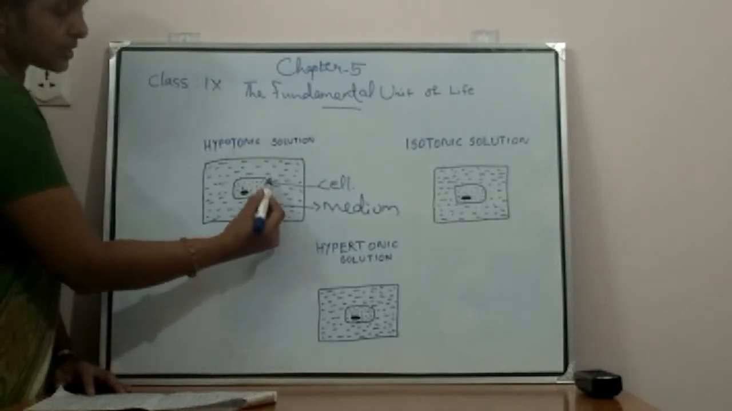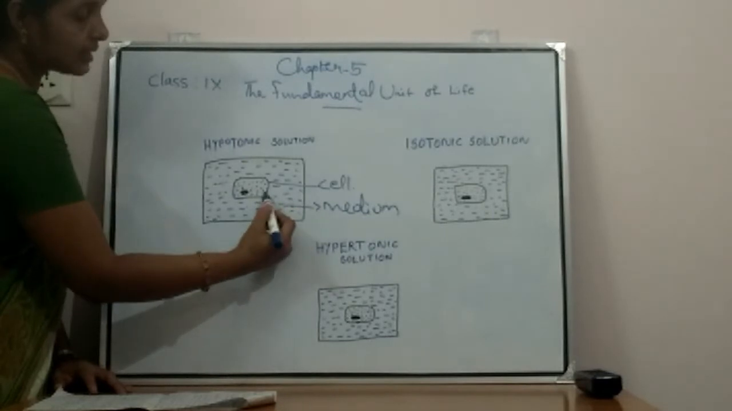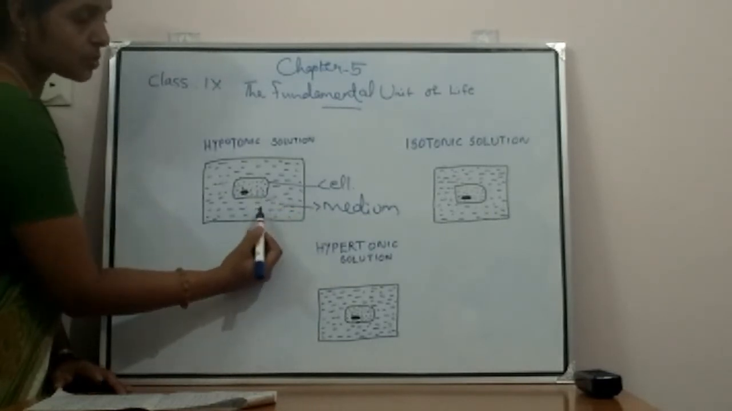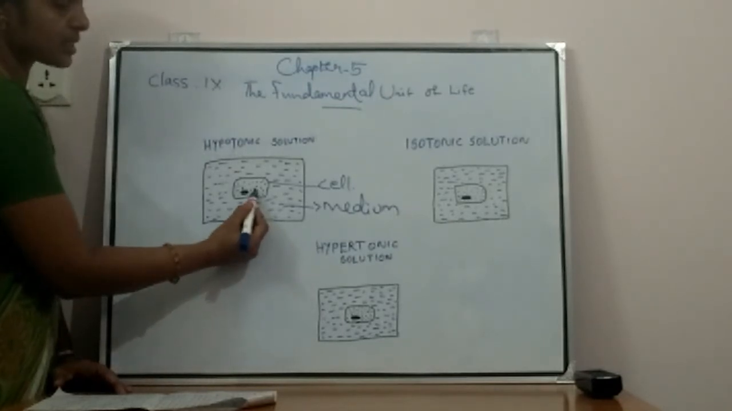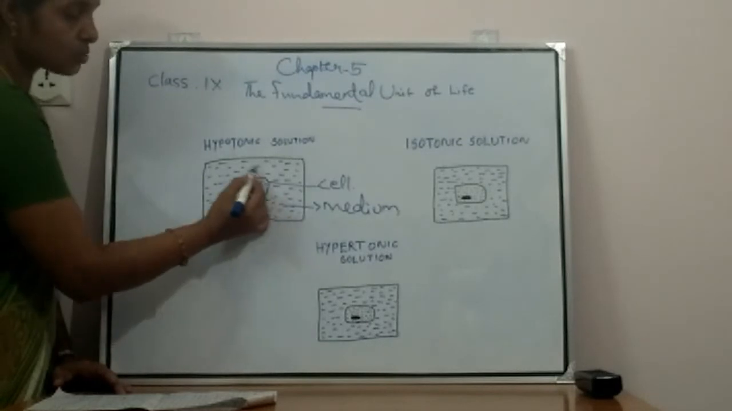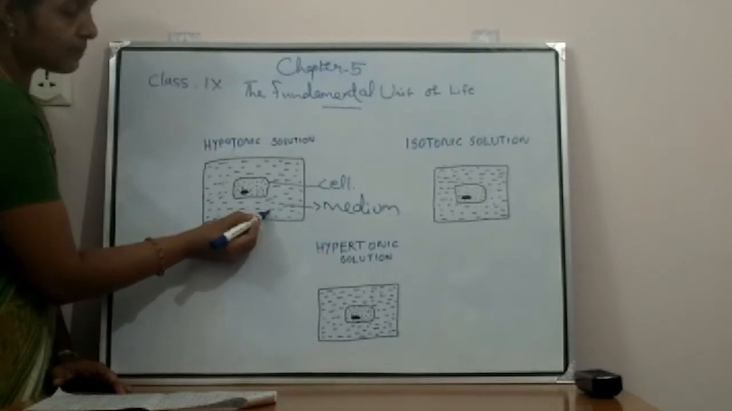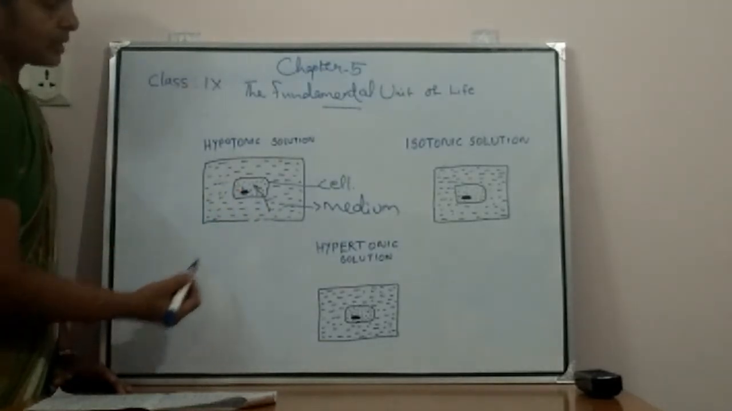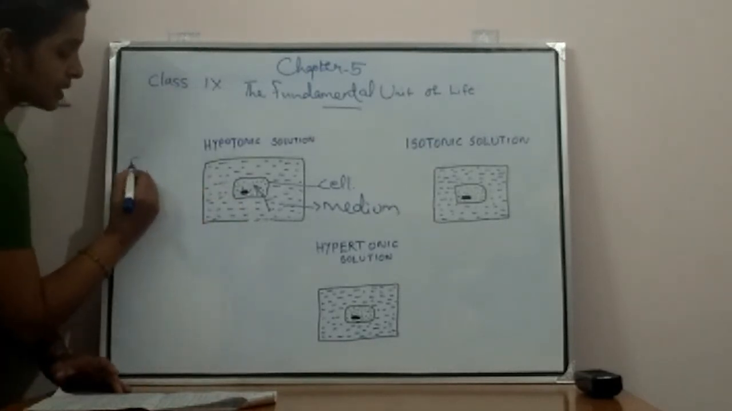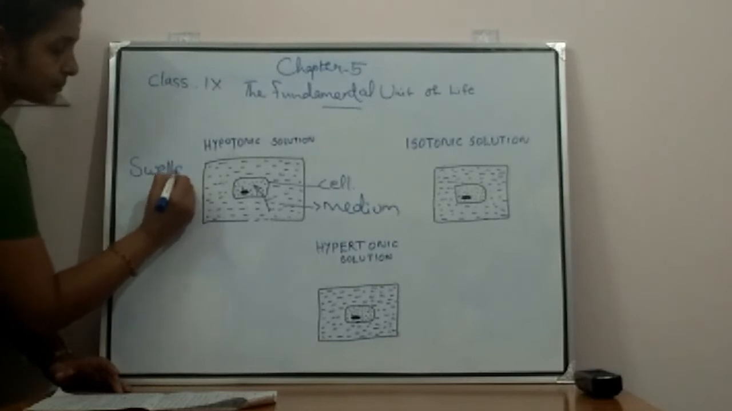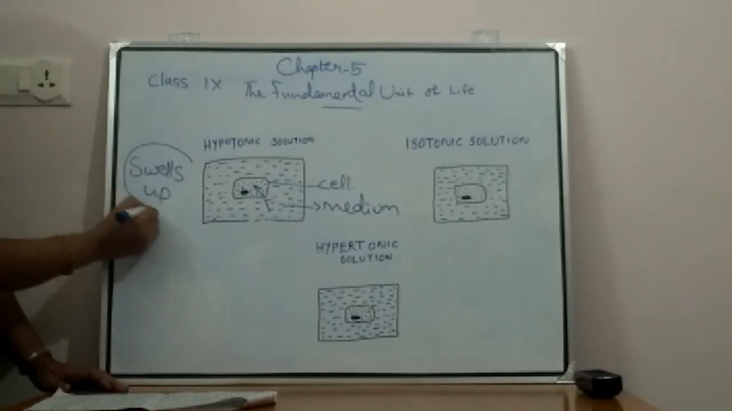So here the outside solution contains more water molecules, then the cell will gain water. You studied osmosis as what? Water molecules will move from higher concentration to lower concentration. Here the water molecules are more than the cell. So the water molecules will move from the medium towards the cell. So the cell gains water, so what will happen? The cell swells up.